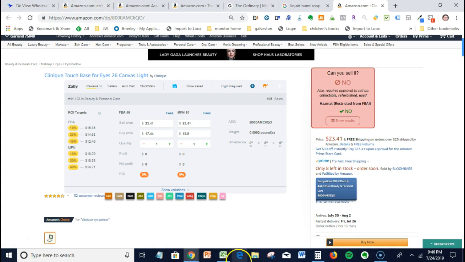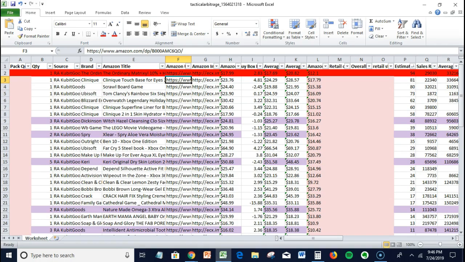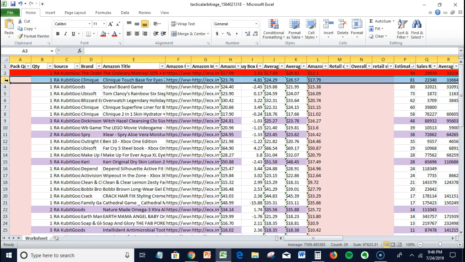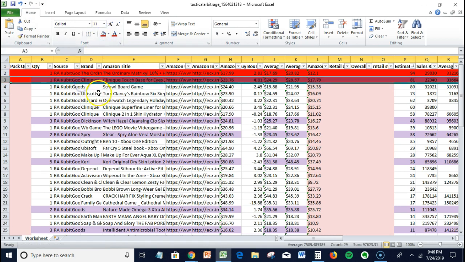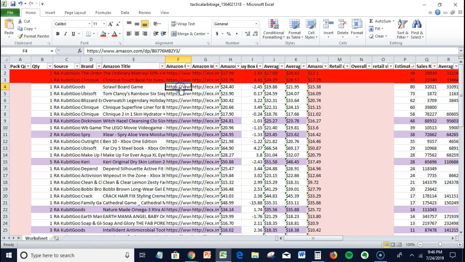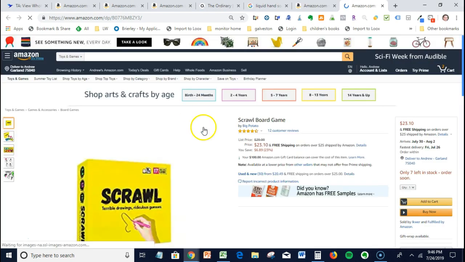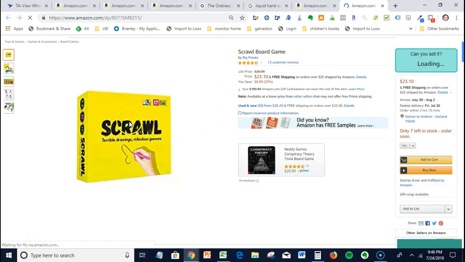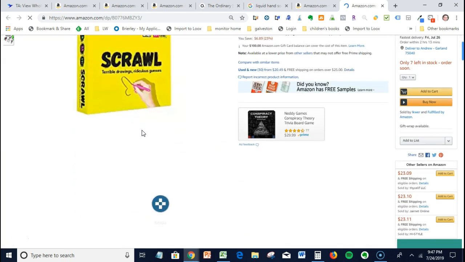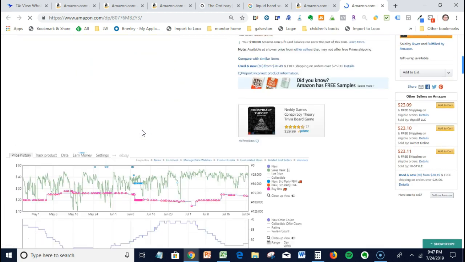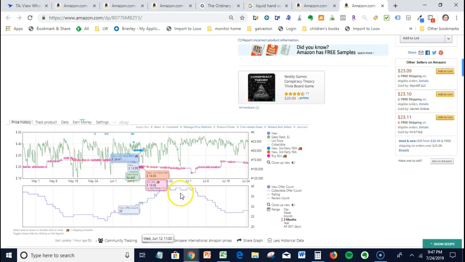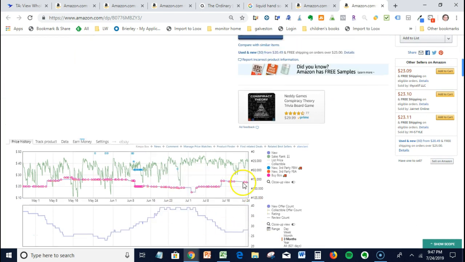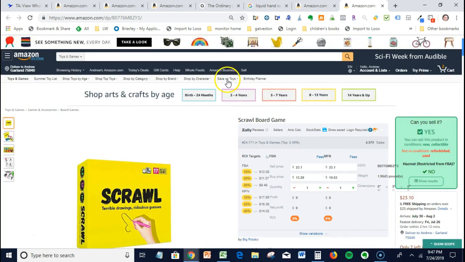Okay, so this one, I'm restricted on this one, so that's not good. So let's go ahead and highlight it red, or delete it, whatever. But Scrawl board game, again, I'm looking more for probably foods, and maybe some cosmetics, but maybe not board games. But we'll take a look and just see where we can get this game. Looks like it peaked. Number of sellers is down a little bit. Okay, so let's just go see if we can find Scrawl board game.